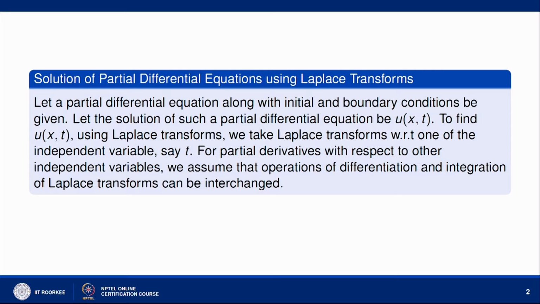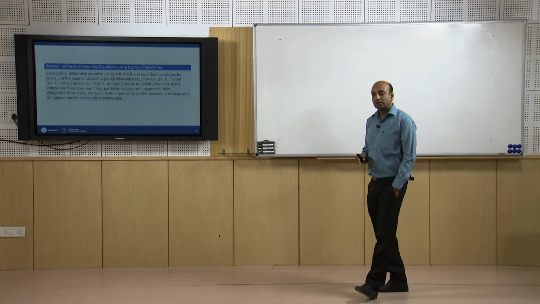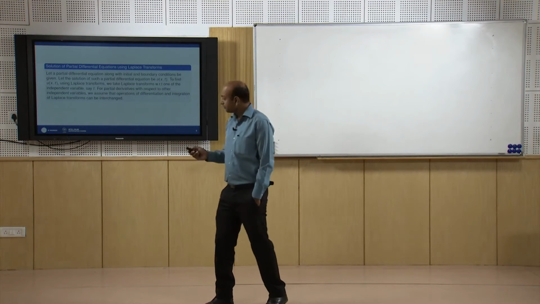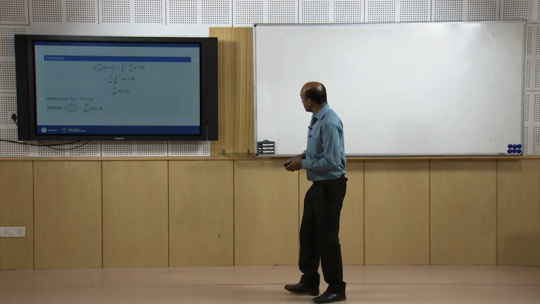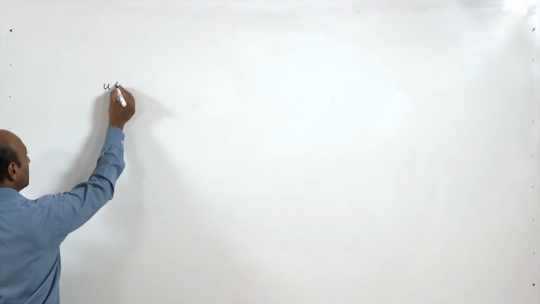To find u(x,t), that is, a solution of this partial differential equation using Laplace transforms, we take Laplace transform with respect to one of the independent variables, say t. For partial derivatives with respect to the other independent variable, we assume that the operations of differentiation and integration can be interchanged.